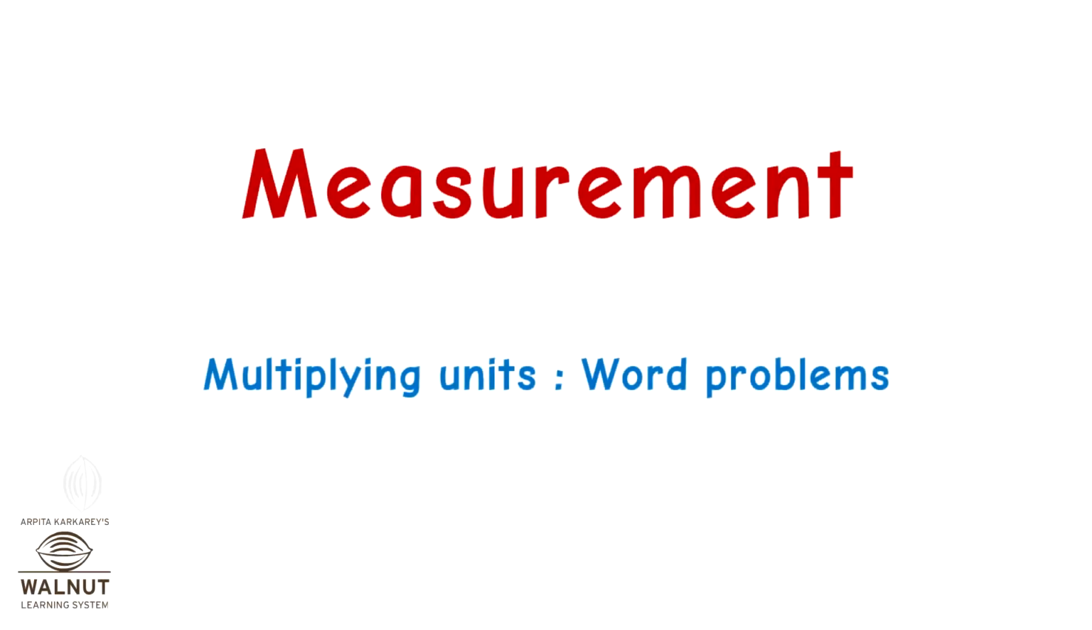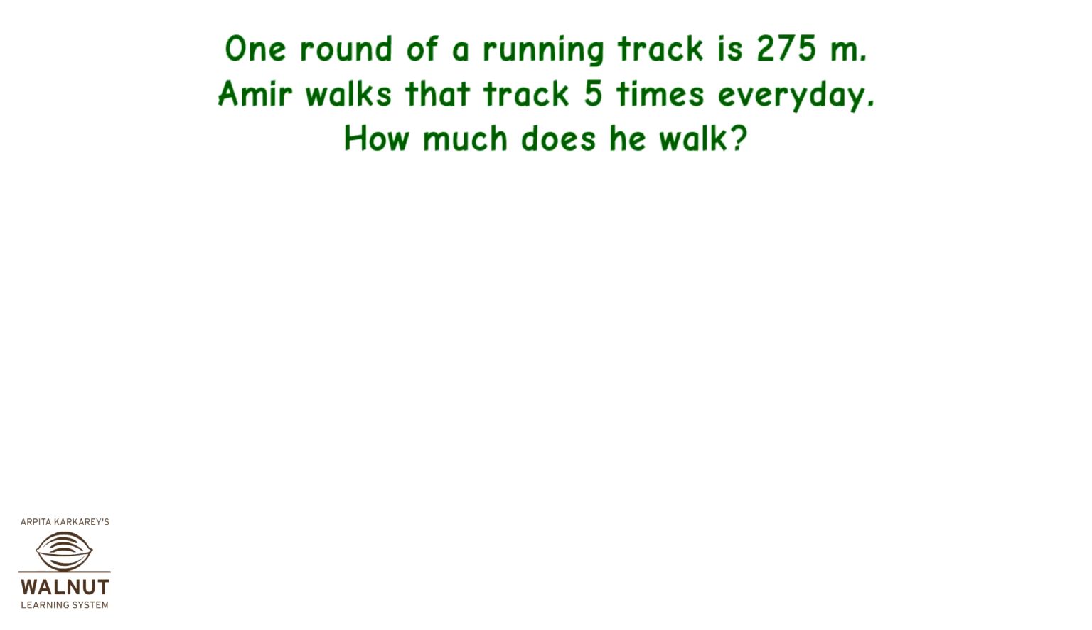Measurement, multiplying units, word problems. One round of a running track is 275 meters. Amir walks that track 5 times every day. How much does he walk?